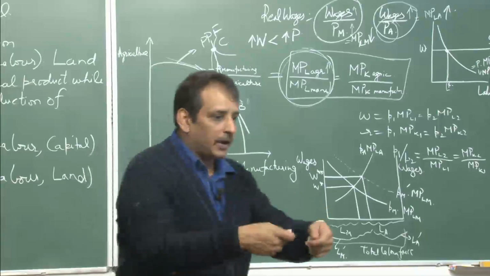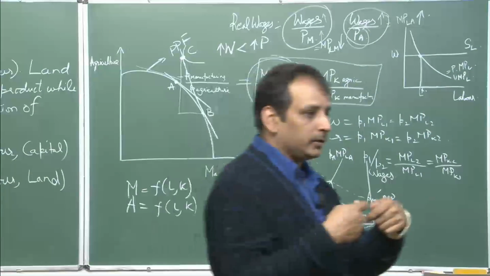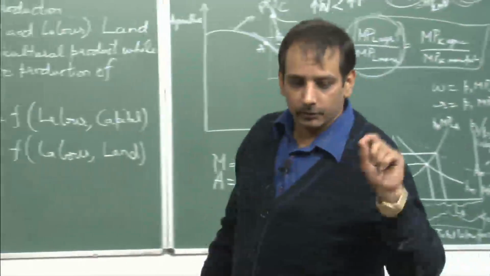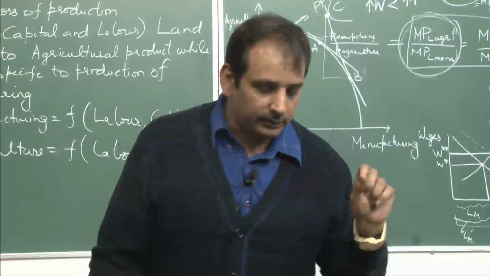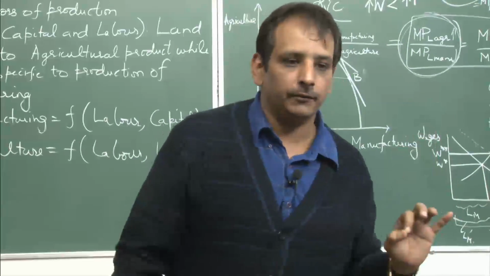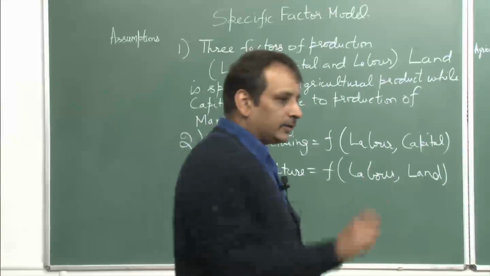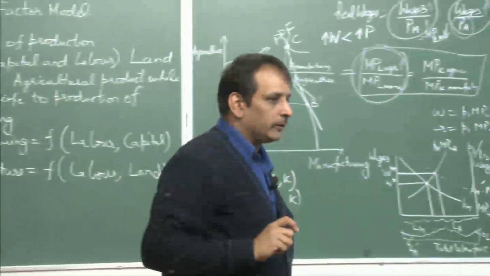At the end it will depend on how much you are consuming of the manufacturing product and how much of the agricultural product. So it is ambiguous. So the gist is that the returns to labor in the specific factor model is ambiguous. That is result number 1 of this model.